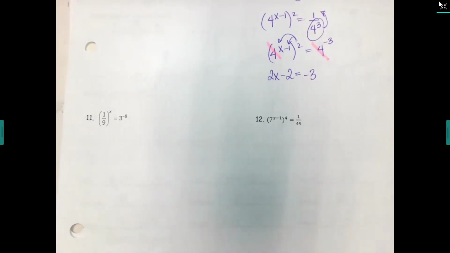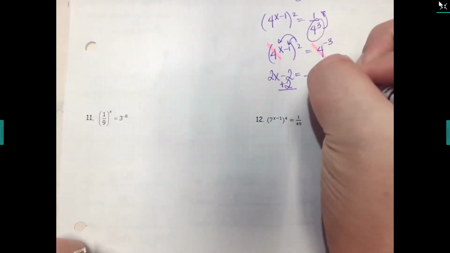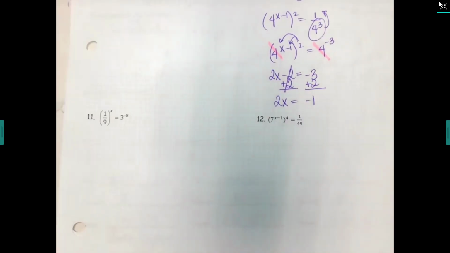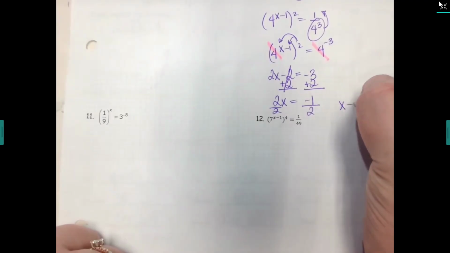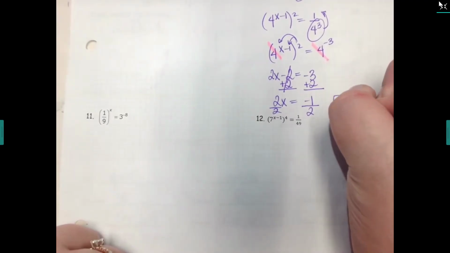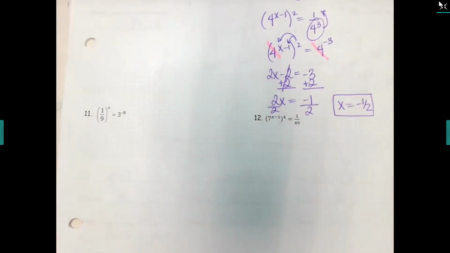From there, how would I solve? Good? So I have 2x on the left-hand side equal to a negative 1 on the right-hand side. And then divide by 2. That's right. And then remember, if you get fractions on your homework, that's fine. No big deal there.